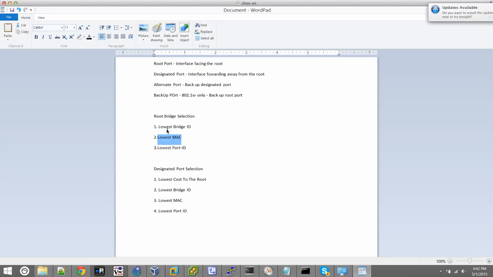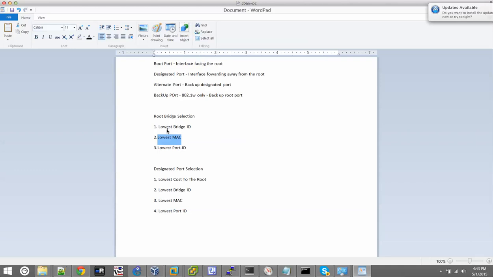So the root bridge selection is a little confusing because the bridge ID includes the MAC address, so keep that in mind. If you have a tie on your bridge priorities, then it's going to go based off of the MAC address. But if you have one switch with a lower priority than the other switches, then it's going to go based off of that bridge ID's lower priority. So I say MAC address only in the sense of a tie where you have equal bridge priorities.